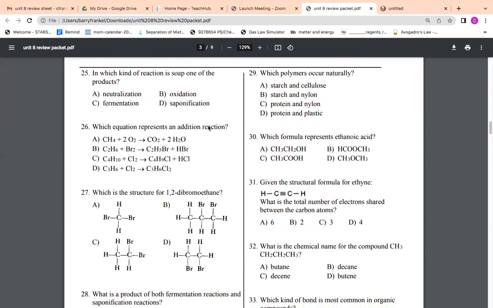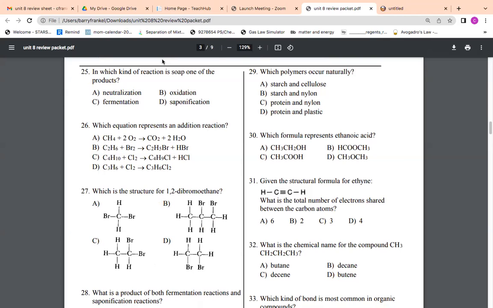Okay, 29. Which polymers occur naturally? Okay, so it is going to be choice A. Starch and cellulose are both found and created naturally. If you look at the other choices, starch is good, but nylon is synthetic. Nylon is synthetic. Plastic is also synthetic, so none of those choices work.